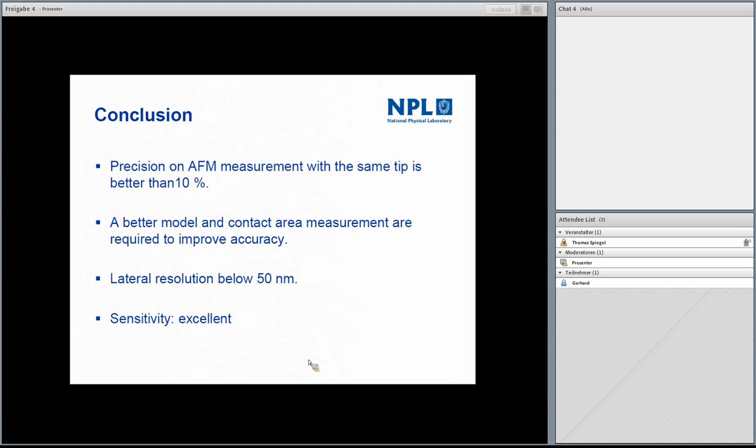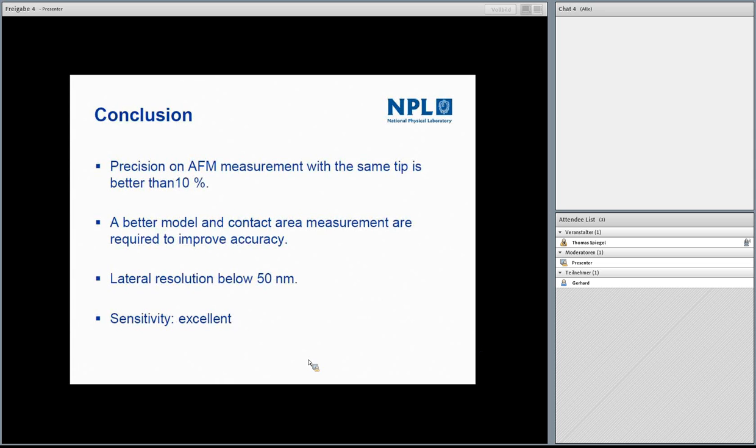So in conclusion, what we have managed in this project and demonstrated is that the precision of atomic force microscopy or scanning probe measurement with the same tip is better than 10% in all cases: resistance, thermal conductance, and Seebeck. There is still a need to improve the measurement and the correlation with the model in order to improve accuracy. So we need to do a little bit of work there. The lateral resolution is below 50 nanometers in all cases.